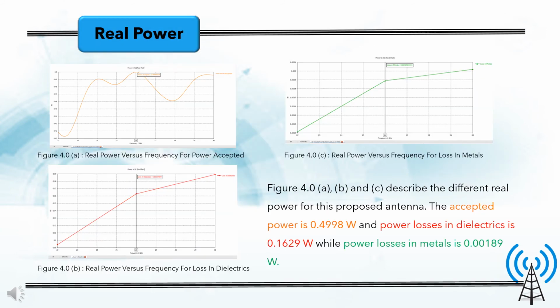Next slide is real power. Figure 4.0a, b, and c describe the different real power for this proposed antenna. The accepted power is 0.4998 watt and power losses in dielectric is 0.1629 watt, while power losses in metals is 0.00189 watt.